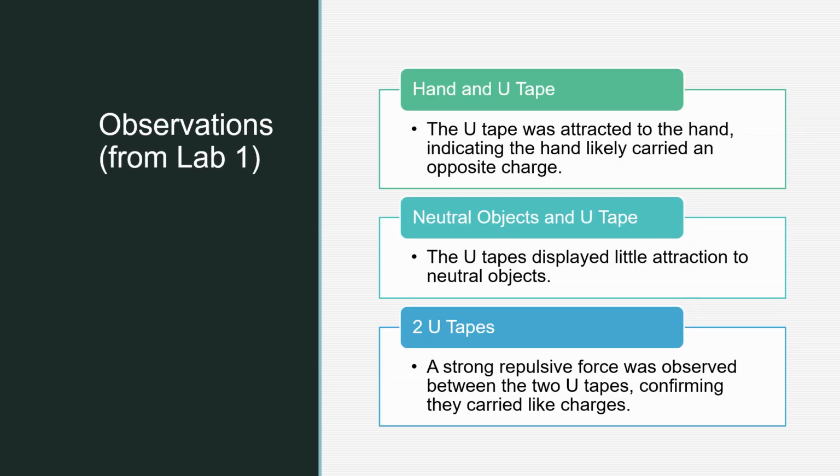Some important observations during the lab 1 experiment include that the U-tape was attracted to the hand, indicating an opposite charge. The U-tapes showed minimal attraction to neutral objects, and a strong repulsive force between the two U-tapes confirmed they carried like charges.